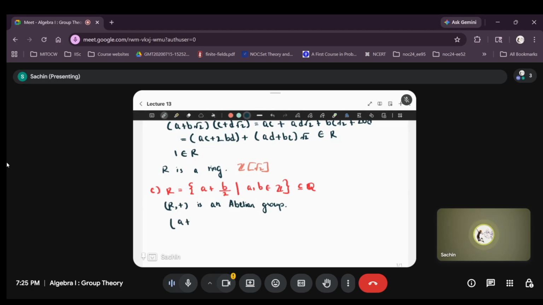If you take a plus b by 2 and multiply with c plus d by 2, you get ac plus ad by 2 plus bc by 2 plus bd by 4. The bd by 4 term, you might not be able to eliminate that, right? Some numbers bd by 4 might be just an integer, or of the form some number by half. But it's not always the case.